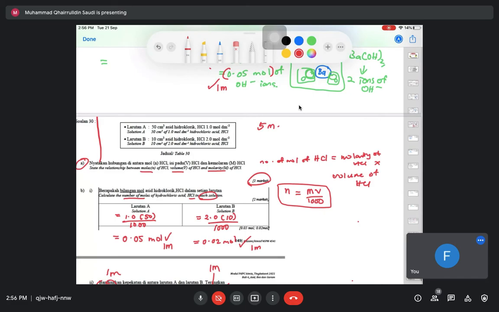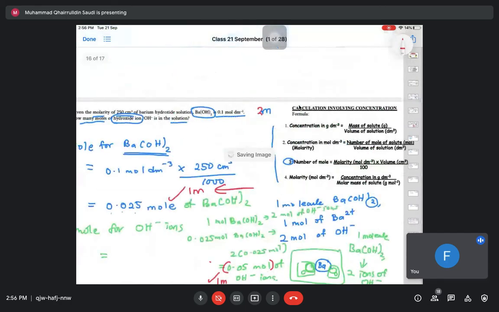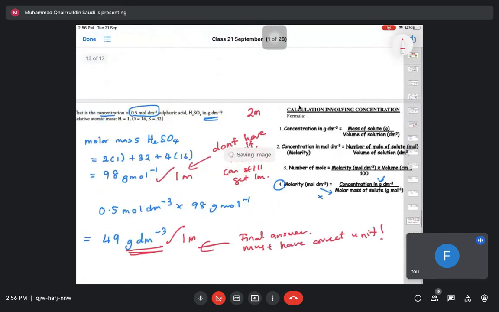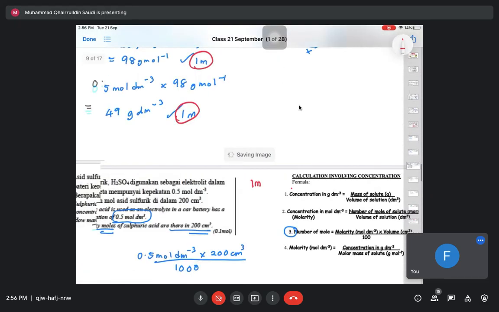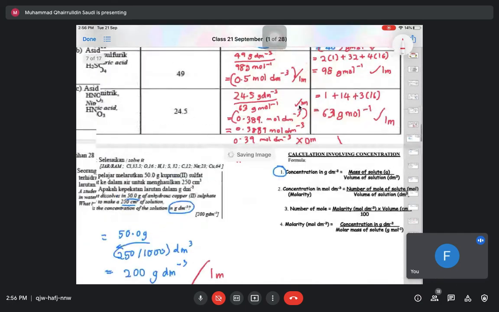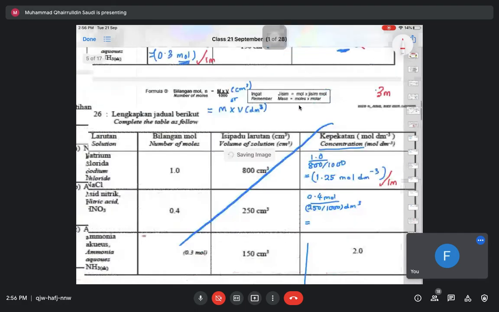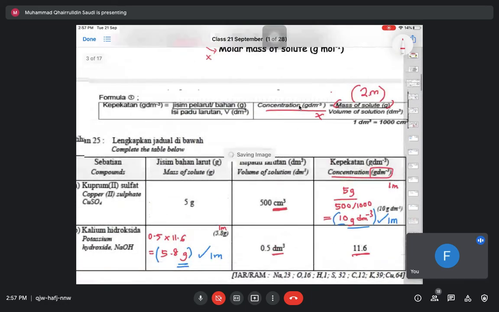Sekejap. 5, 6, 7, 8, and so on, up to 25, 26, 27, 28, 29, 30.